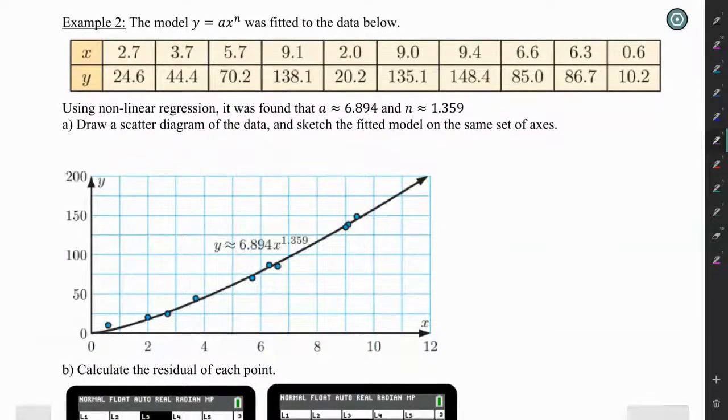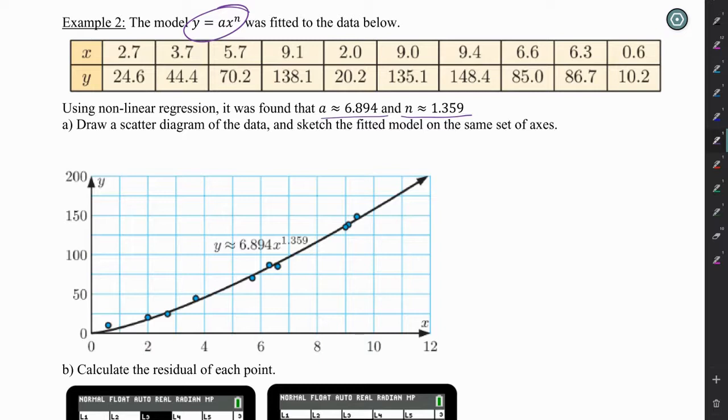So we have another example we're going to take a look at. The model y equals ax to the n, so this would be a power model, was fitted to the data below. Using nonlinear regression, it was found that a was approximately 6.894 and n was approximately 1.359. So the first part of this example was to draw a scatter diagram of the data and sketch the fitted model on the same set of axes.